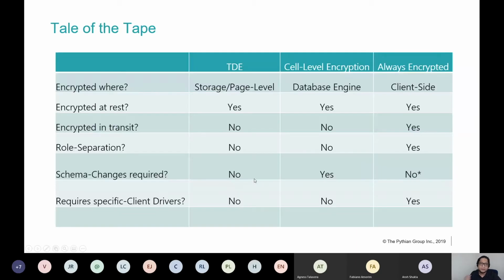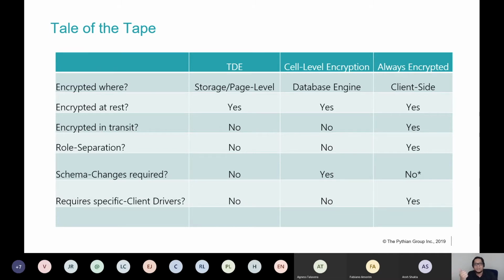So let's just compare quickly the three items that we have already discussed. For TDE, the encryption happens on the storage level. For cell level encryption, the encryption happens on your database engine. For Always Encrypted, the encryption and decryption happens on your client side. So is it encrypted at rest? For all of them, it's yes.